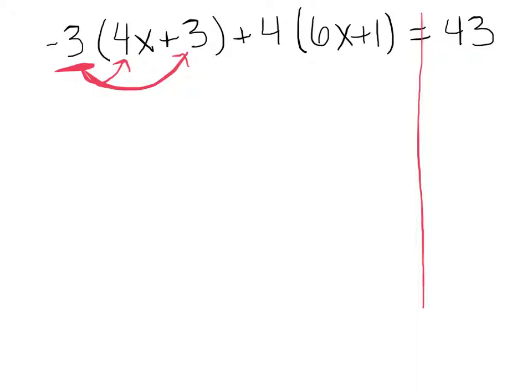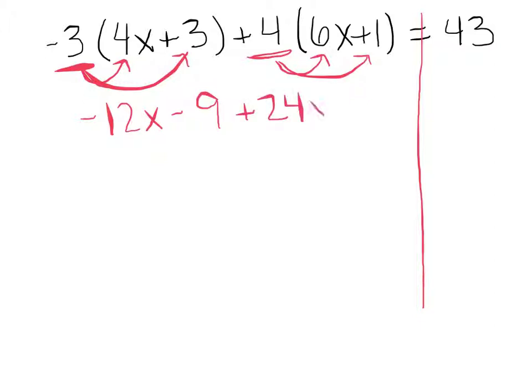Well, negative 3 times 4 is negative 12, so you have negative 12x. Negative 3 times positive 3 is negative 9. So that takes care of the first set of parentheses. With the second set of parentheses, looks like we have a positive 4 to distribute. 4 times 6 is 24, so we have a positive 24x. 4 times 1 is positive 4, so we have a positive 4.